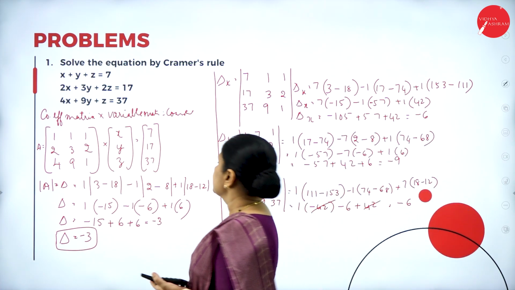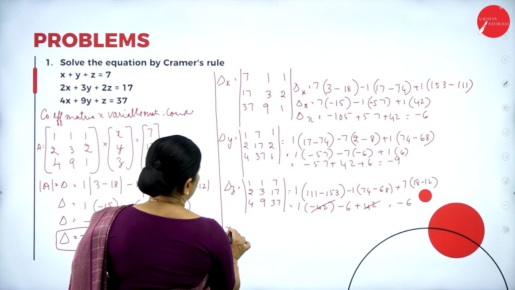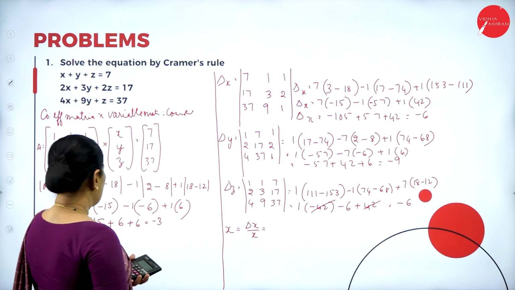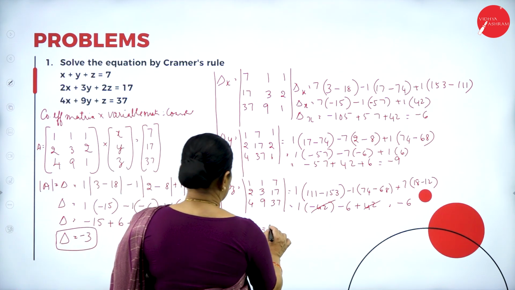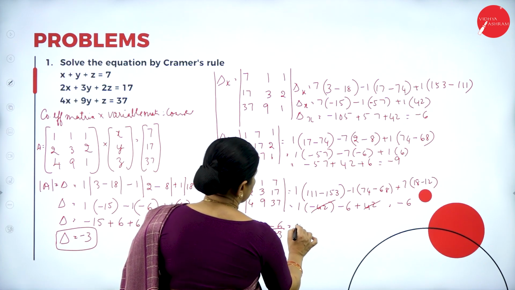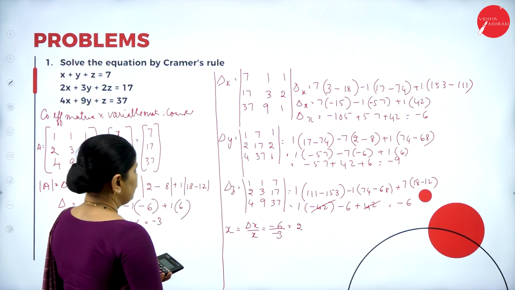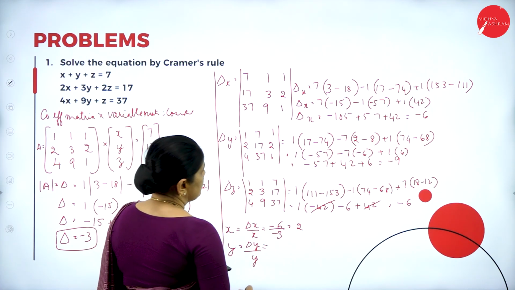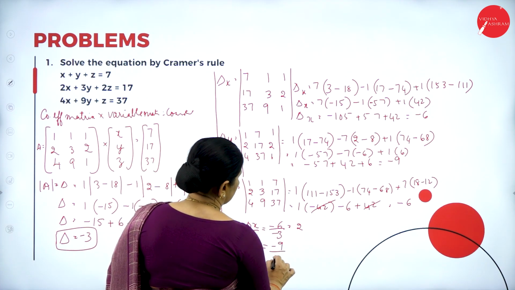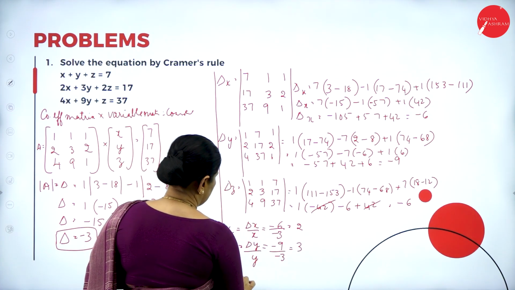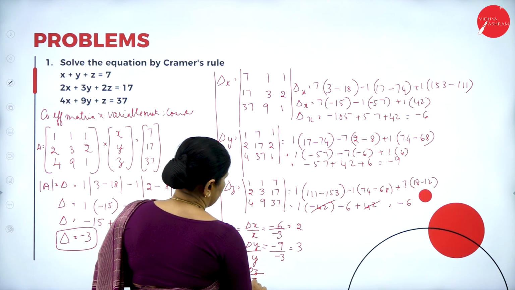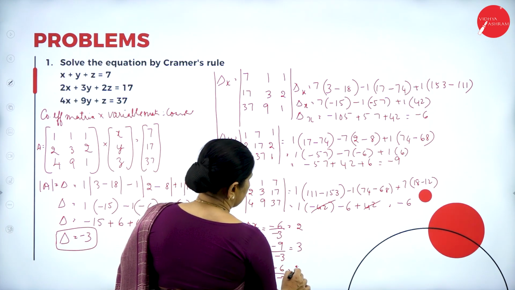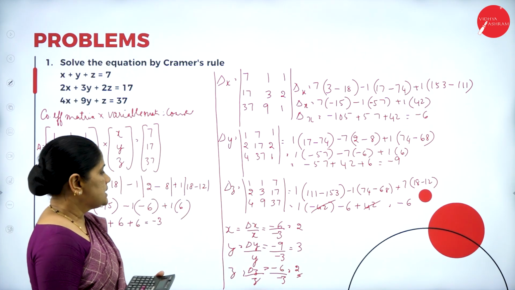So we got all the x, y, z values. So the value of x will be equal to delta x divided by delta. So what is the value of delta x? Minus 6. Minus 6 divided by minus 3 is equal to 2. Now y will be equal to delta y divided by delta. So what is delta y? Minus 9 by minus 3, that is 3. z will be equal to delta z divided by delta, that will be minus 6 divided by minus 3, that is equal to 2. So this is the answer.